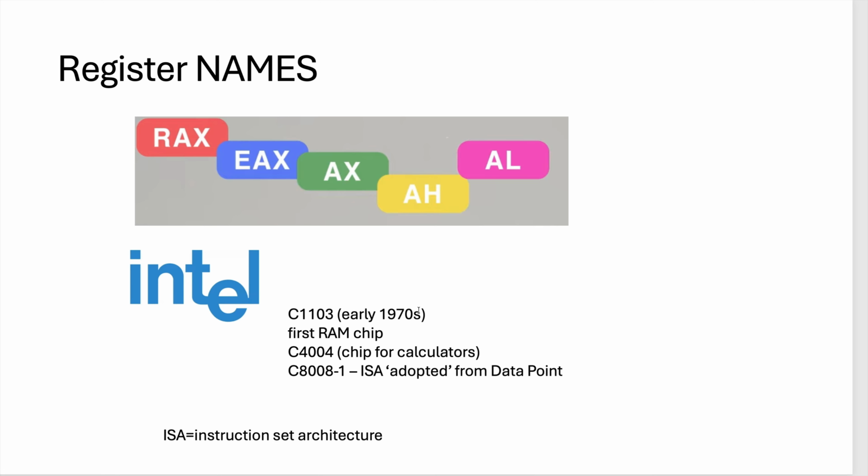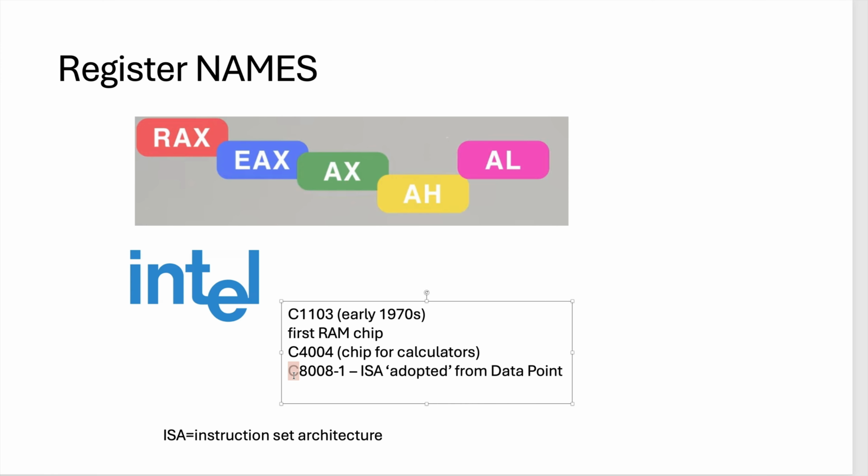Okay, so it starts out, believe it or not, with the C1103 chip, an Intel chip, which started in the early 1970s. It is in fact the first RAM chip. Believe it or not, it wasn't even a CPU in the format that we would know now. Back then, it was all RAM. One of the first chips that Intel came out with, the CPU that we would commonly think of today, came out for calculators, believe it or not.